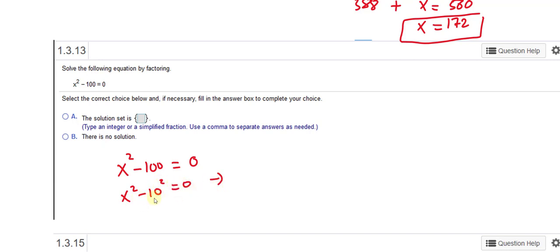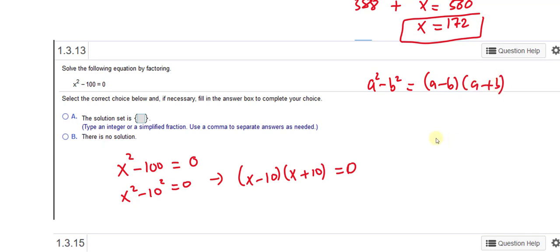And then apply the formula. This is x minus 10 multiply x plus 10 equal 0, because the difference of squares formula is a squared minus b squared equal a minus b multiply a plus b. So you can use the zero factor property. You can set each of the factors to be 0.